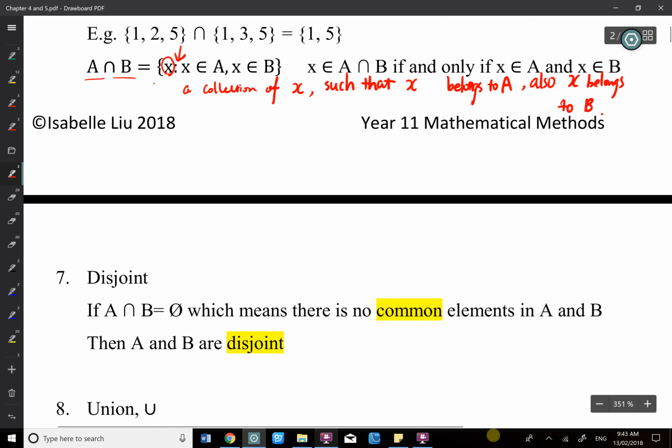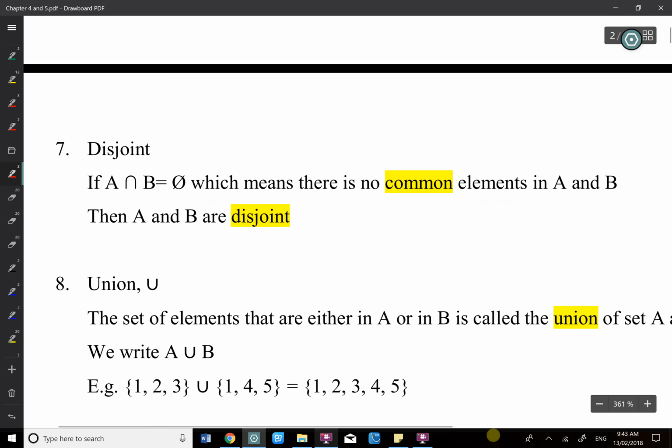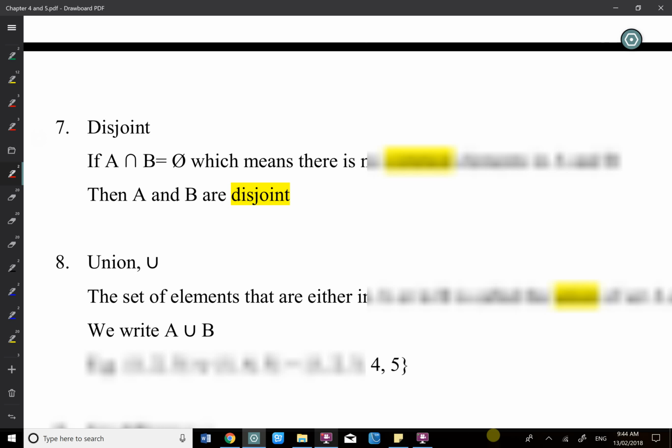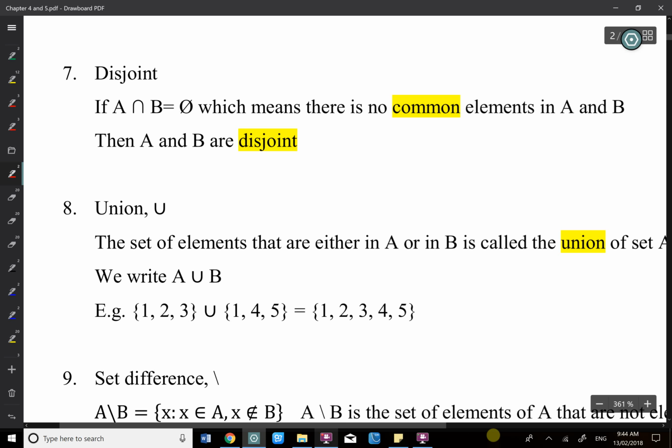Okay, next one. Disjoint. Well, it's just a definition. Disjoint means A intersects B is an empty set. A intersects B equals the empty set, so nothing in the set. This is called disjoint, which means there's no common element in A and B. They are disjoint.